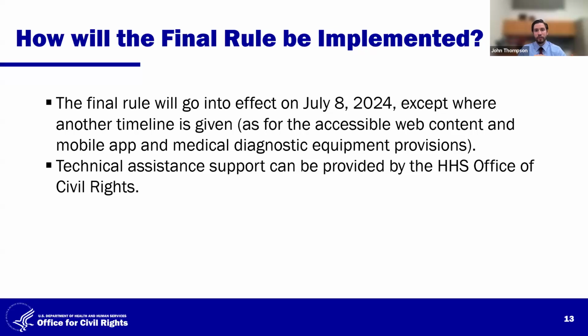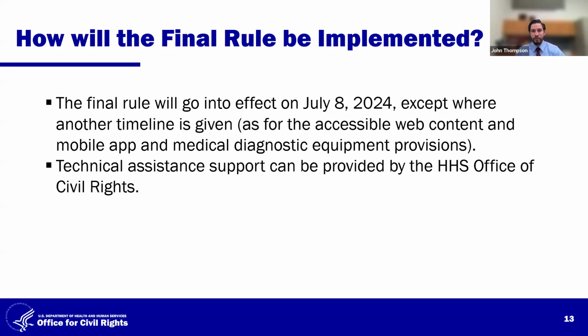Okay, and we've gotten the question from some people about, not only what's new in the rule, but how will this rule be implemented? What changes in terms of enforcement? So as Maggie has said, the final rule, aside from those specific sanctions that I mentioned, will go into effect on July 8th, 2024. And we're going to be working very hard to continue to provide technical assistance, provide new guidance documents. There's also already some guidance documents on our OCR 504 webpage.